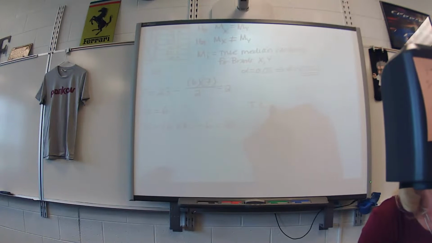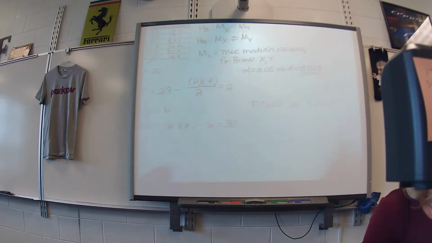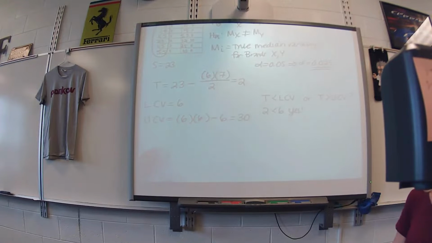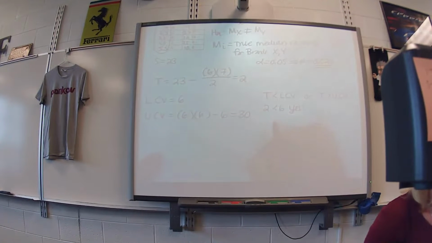Is T smaller than the lower critical value, or is T greater than the upper critical value? And in this case, 2 is smaller than 6. So we are going to reject the null hypothesis, and we would make our formal conclusion.